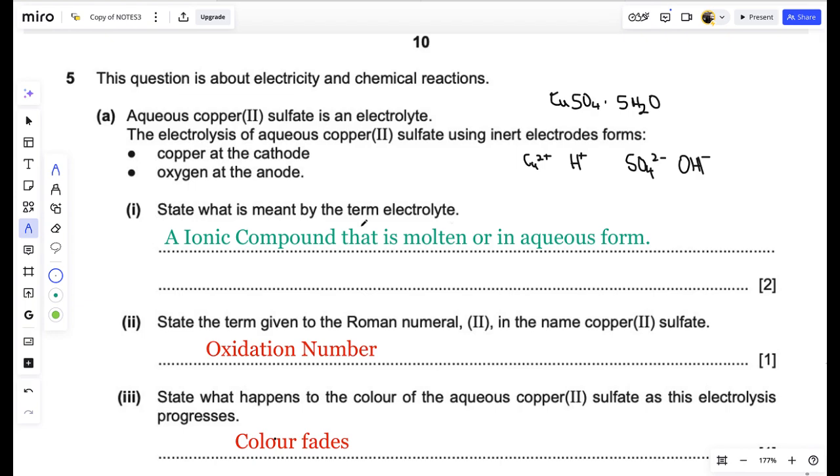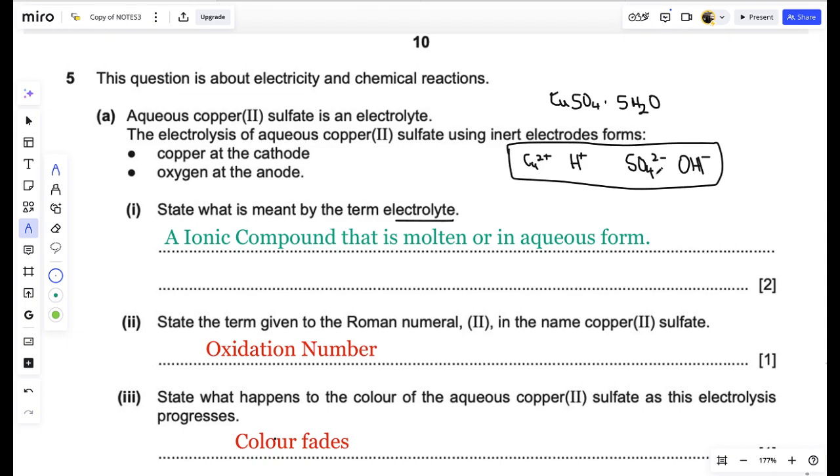Okay, if you want to define an electrolyte, it is 2 marks. It's an ionic compound that is molten or in aqueous form, because most of the time it's molten or aqueous. So an electrolyte is a substance that dissolves in water to produce ions. If you don't know how to put it like this, they say it is a substance that, when electricity is passed through it, dissociates to produce ions.